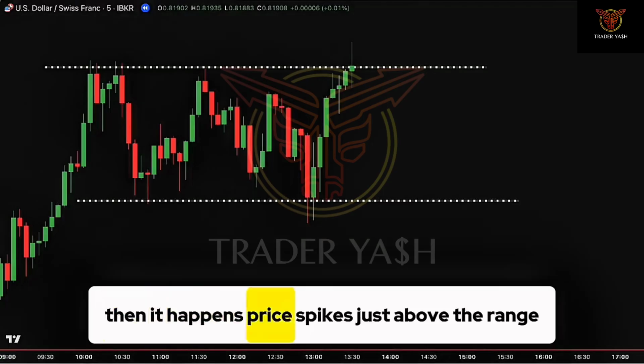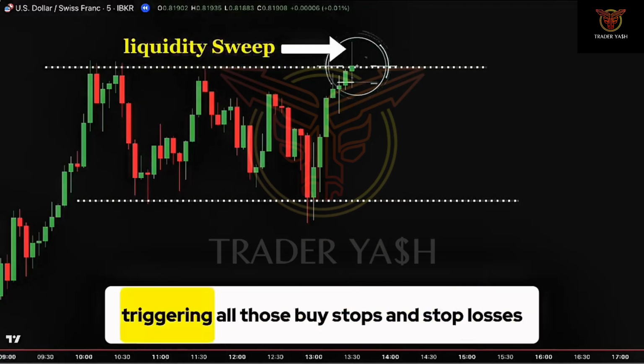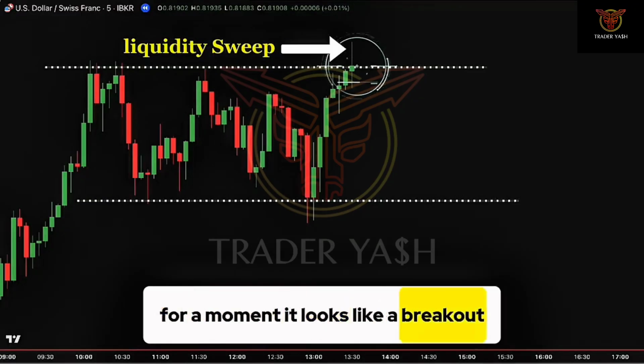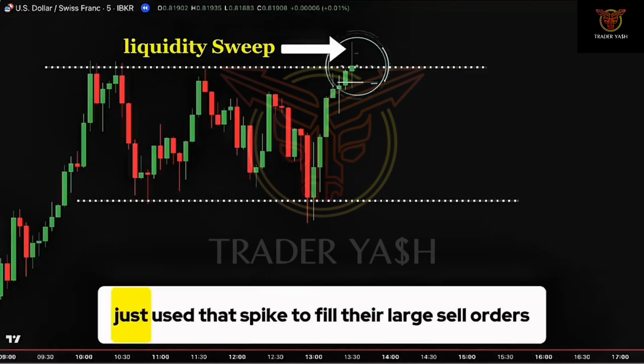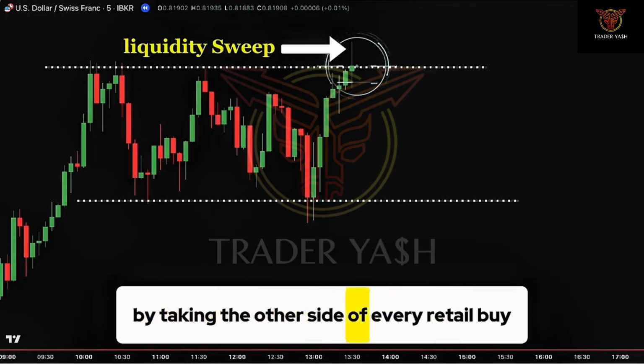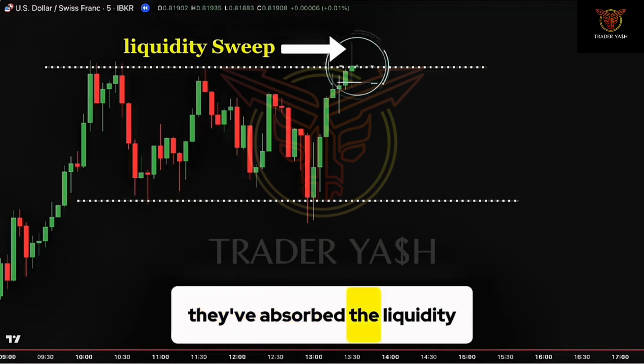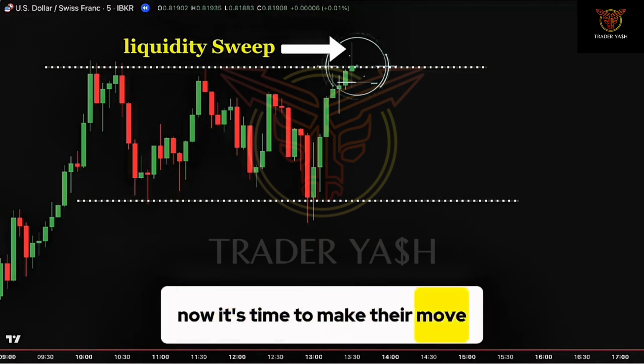Then it happens. Price spikes just above the range, triggering all those buy stops and stop losses. For a moment, it looks like a breakout, but it's not. That was the liquidity sweep. Smart money just used that spike to fill their large sell orders. By taking the other side of every retail buy, they've absorbed the liquidity. Now it's time to make their move.